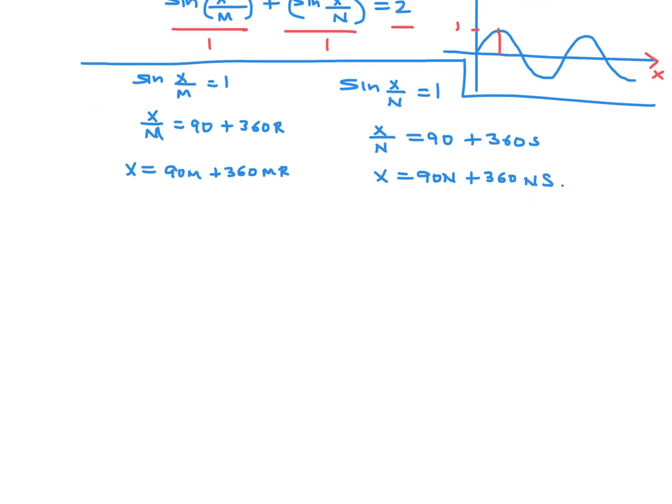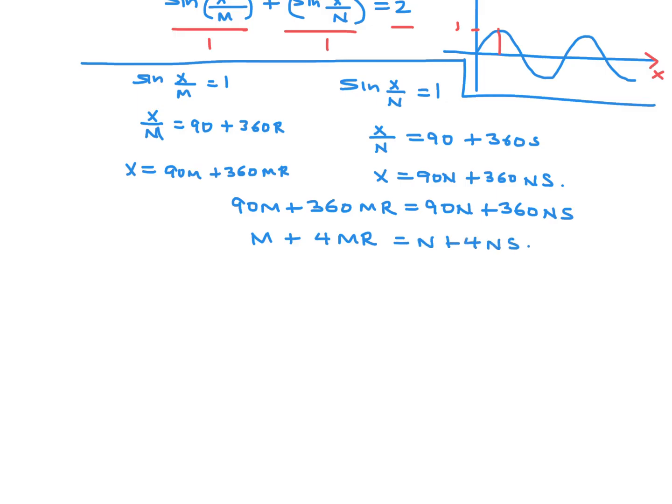And now since x equals both of these, we can set them equal to each other. So we have 90m plus 360mr is equal to 90n plus 360ns. Correct? And then when you divide through by 90, you'll get a much cleaner equation. You get m plus 4mr is equal to n plus 4ns. And this one I will call equation 1, because I will have to refer to it later.